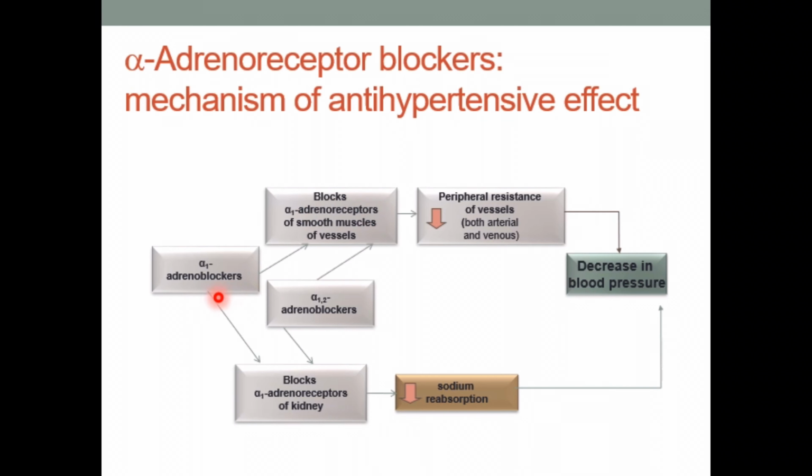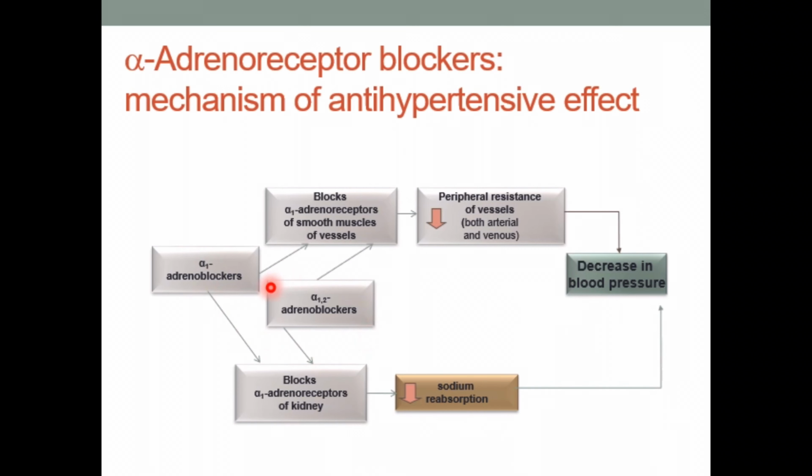Another way is there's also alpha 1 in the kidney, which we've already discussed. If you block this alpha 1 in the kidney, you reduce the sodium and water reabsorption. That will reduce the blood volume, and also that will lead to a reduction in blood pressure.